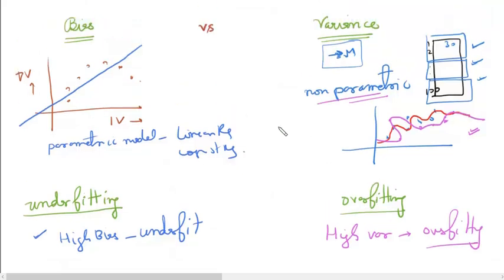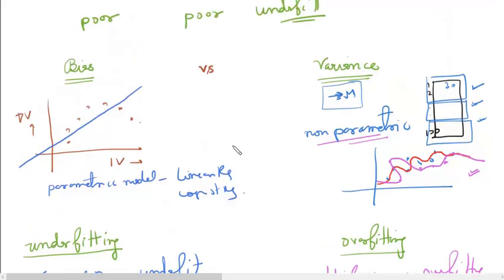So what is the solution? Both of these are bad. Even a high variance model is not good, and a high bias model is also not good. So somewhere there's a trade-off between high bias and high variance, and we try to somehow balance the two and stay in the middle.